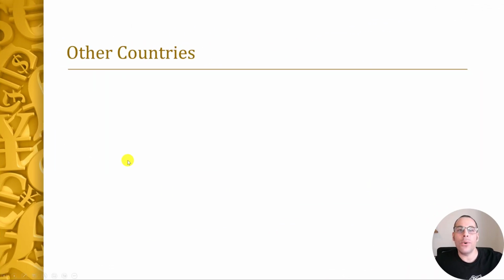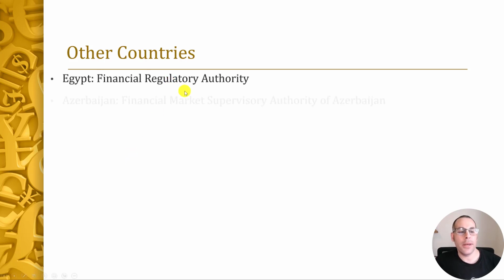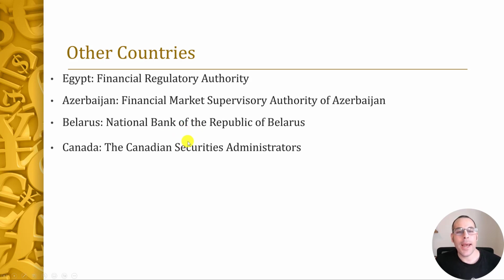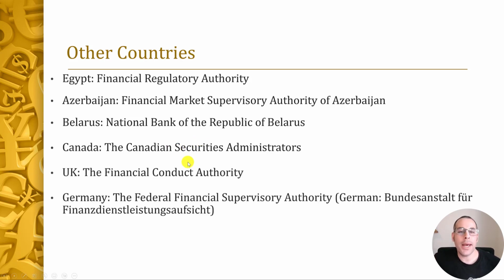And the SEC only regulates the United States public markets. If you live in Egypt, it's a financial regulatory authority. If you live in Azerbaijan, it's the Financial Market Supervisory Authority of Azerbaijan. If you trade in Belarus, it's the National Bank of the Republic of Belarus. Canada has the Canadian Securities Administrators. UK has the Financial Conduct Authority. Germany has the Federal Financial Supervisory Authority. So I could really spend hours going through this whole list, but you get the idea.